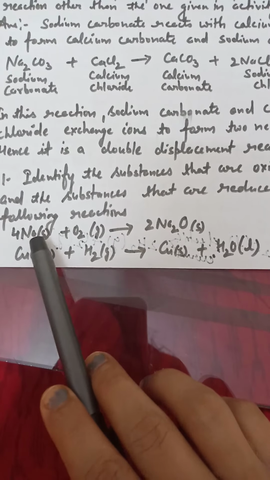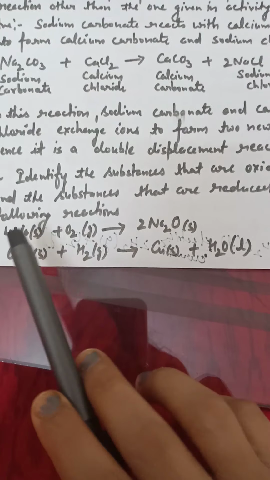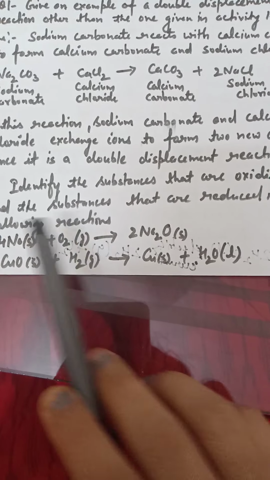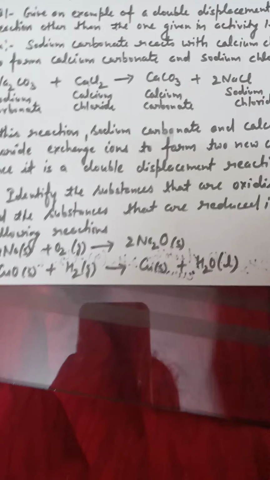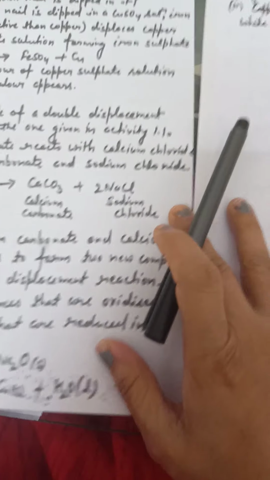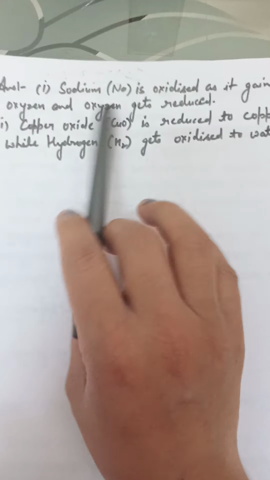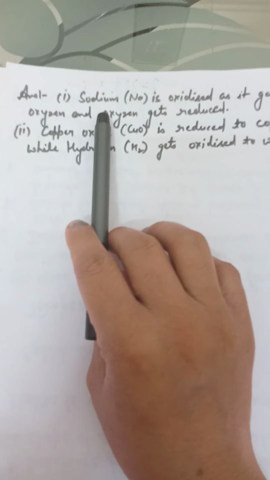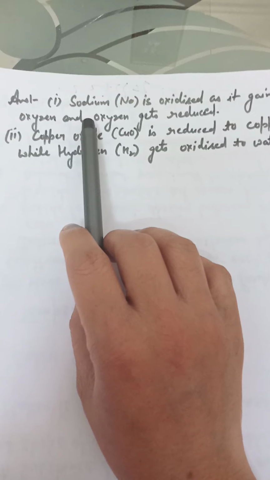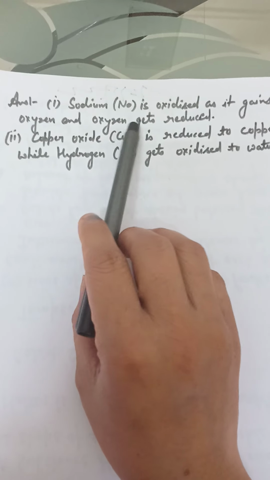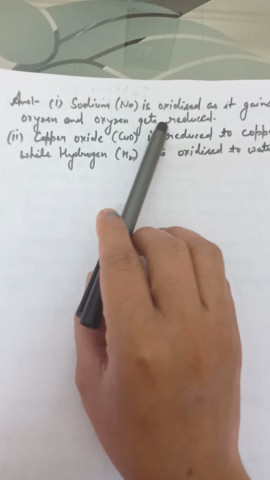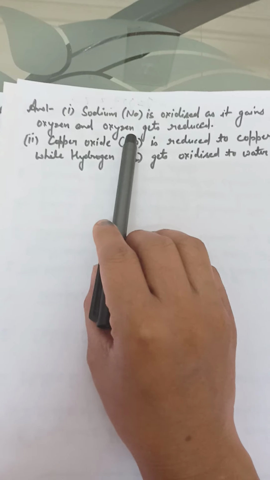In this we see that Na is combined with oxygen, so Na is gaining oxygen, and Na becomes oxidized. Here sodium, that is Na, is oxidized as it gains oxygen. Whenever an element gains oxygen, it is getting oxidized, and an element which loses oxygen gets reduced. So oxygen is losing oxygen here, which means oxygen is getting reduced here.